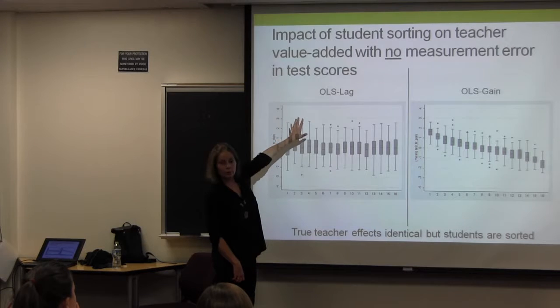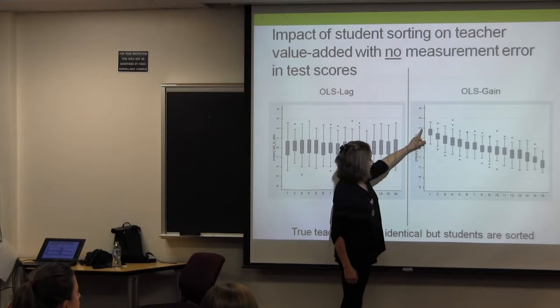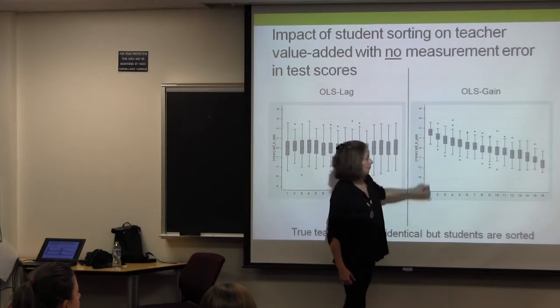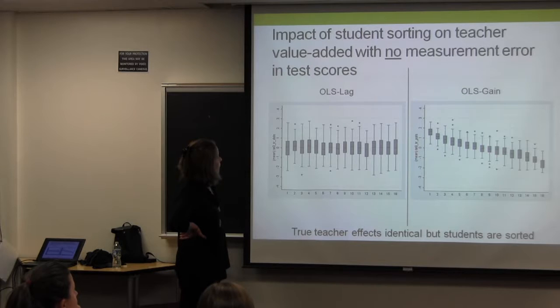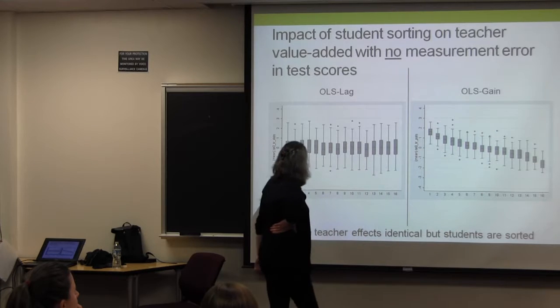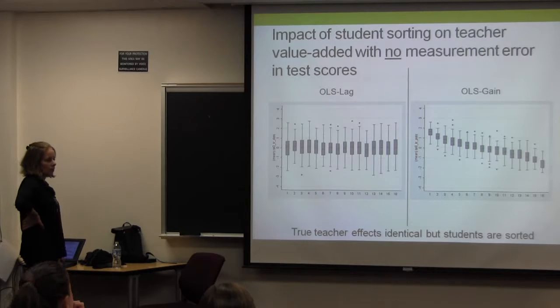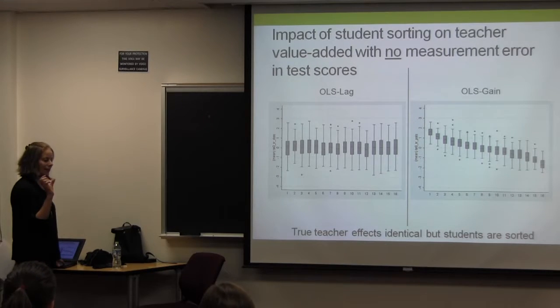No measurement error on the test scores. The gain score model is terrible, because it's actually showing that the teacher with the lowest performing students is a better teacher. And the method of averaging the residuals would be somewhere in between those? It probably goes the other way. I don't have it in my head right now what that box plot looks like, but your instinct I think is correct. It's probably going to go the other way from the gain score, just because the gain score leaves this piece of current achievement in the error term and messes it up, and it's got a negative correlation with it.